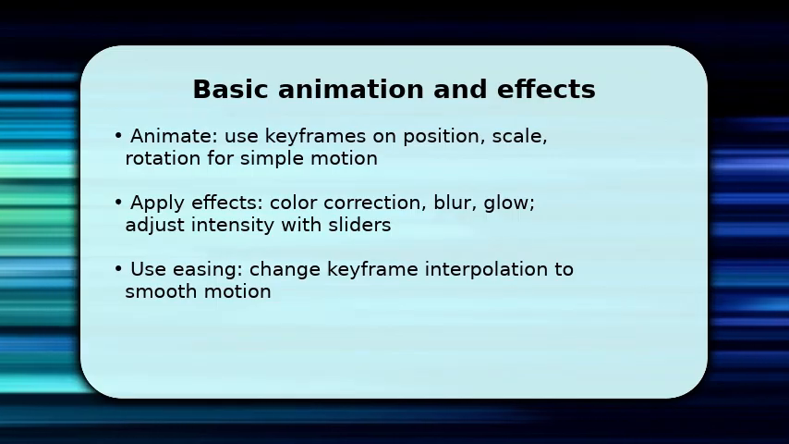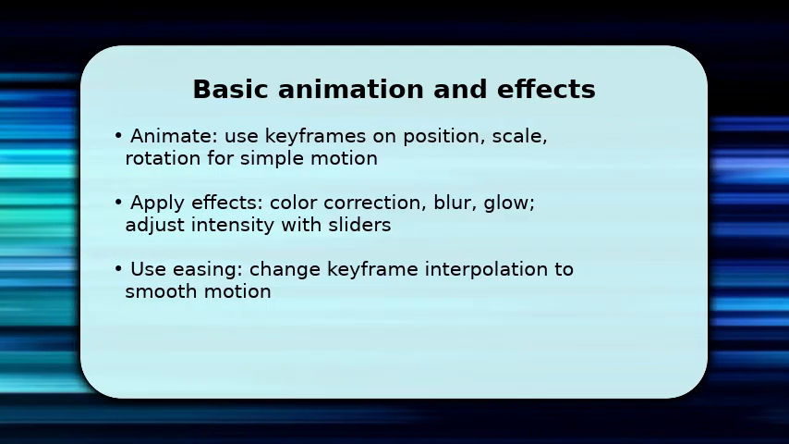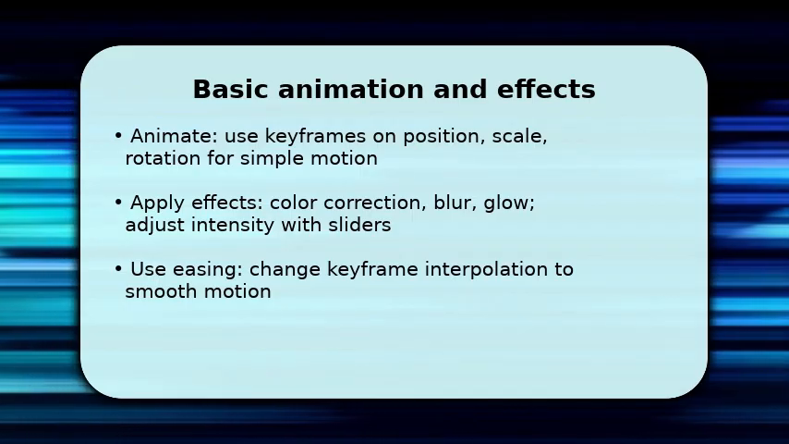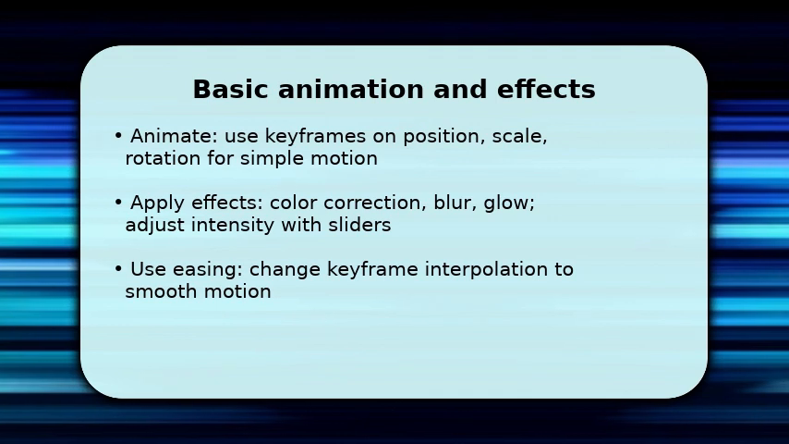Once you have motion, apply effects like color correction or blur from the effects panel and tweak sliders to match mood. This explains why color and sharpness matter for perceived motion quality. Make sure to use easing on keyframes to avoid robotic movement. Choose ease in or ease out for natural acceleration and deceleration.